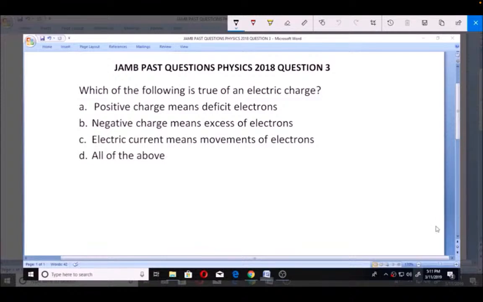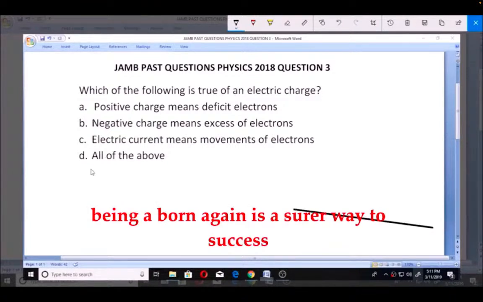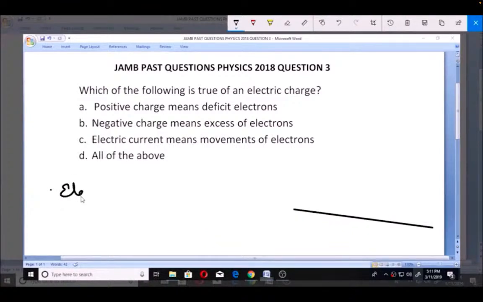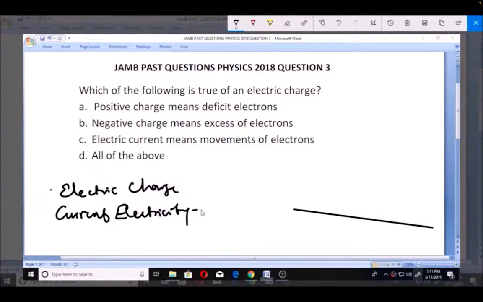Now, for us to understand this very well, we need to first of all understand what electric charge is, or what current electricity is. Current electricity. Now I'm going to start with this one. Current electricity is simply the flow of electrons or flow of charges. Flow of electrons. And we also know that electrons are charged. They are charged negatively.